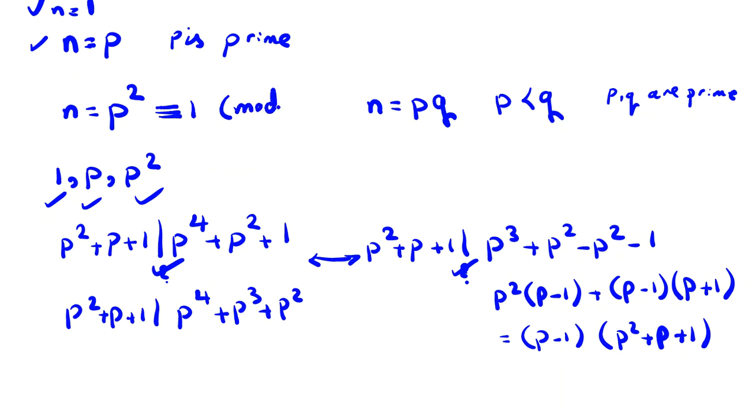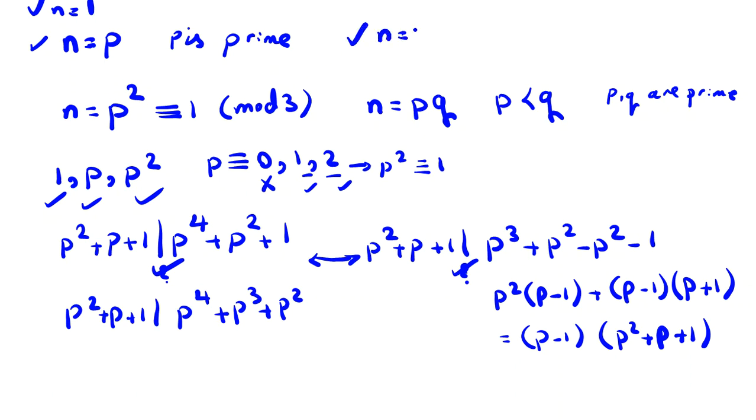Because it was a necessary condition because of 1. So p mod 3 can be 0, 1, or 2. For 0 it is bad, p mod 3 being 0 means p is 3. Otherwise for 1 and 2, p squared will be 1. So 1 and 2 are okay. So for any prime square, n is p squared where p is not 3, it is also okay.